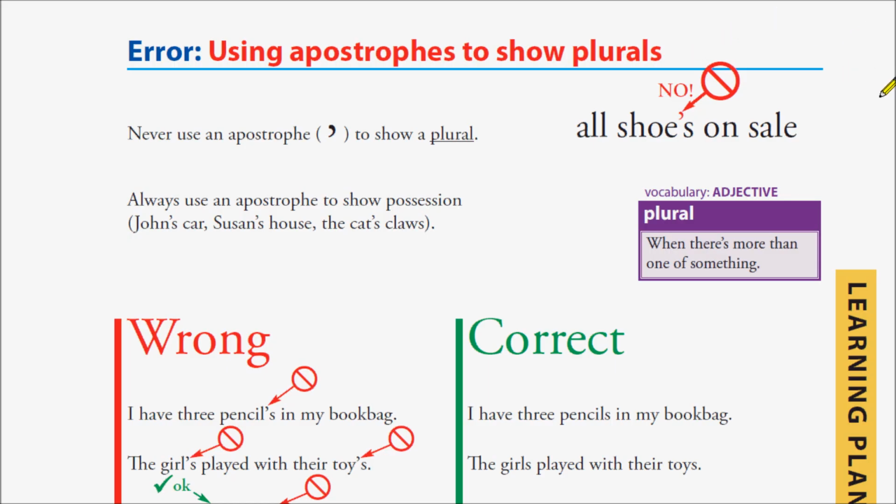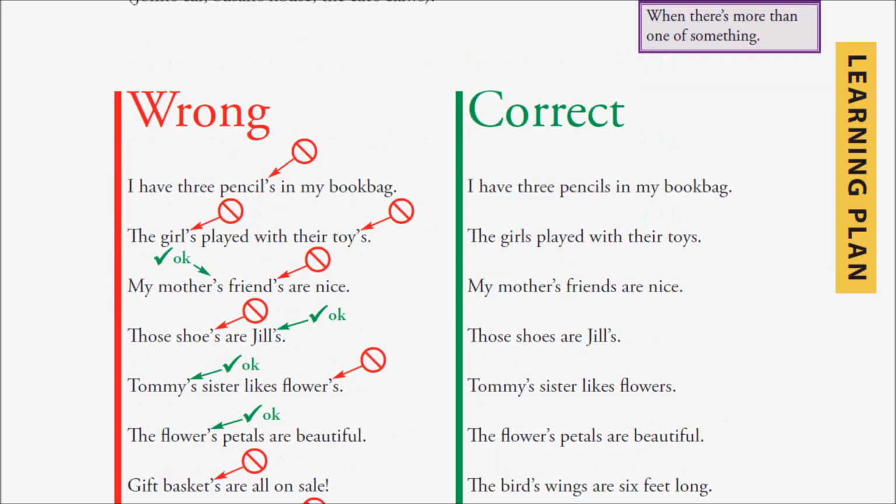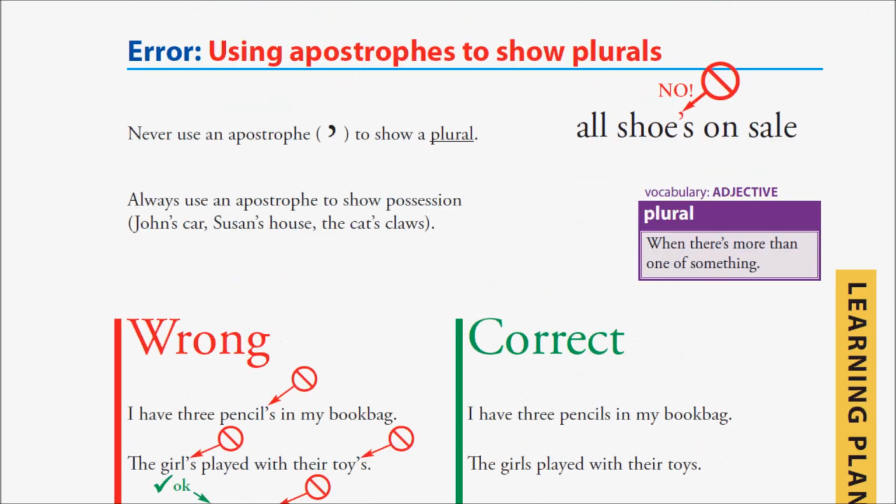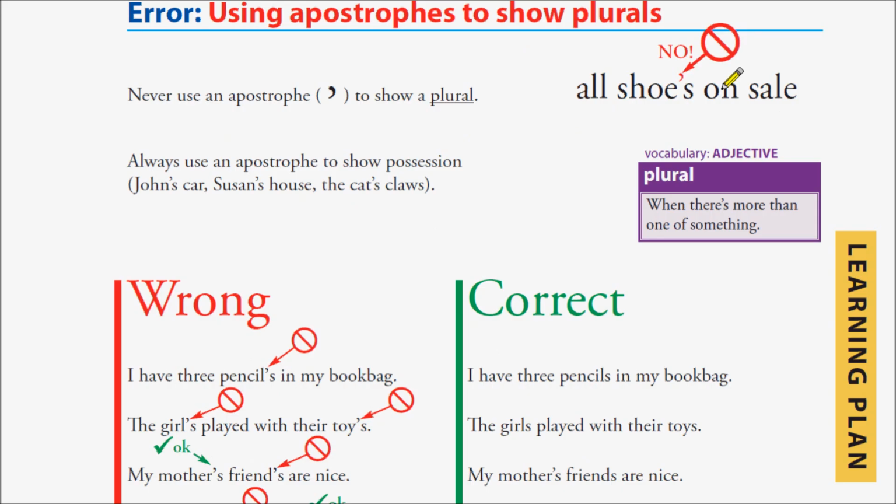And so what they do is they overcompensate and put apostrophes before every single S. All right, and that's wrong. Like for example, this here, this is wrong. There's no apostrophe there. Just because it's an S, you don't automatically add an apostrophe. The only time that you use an apostrophe is to show possession. Okay, like John's car, Susan's house, the cat's claws.